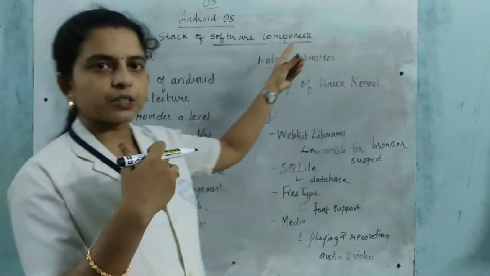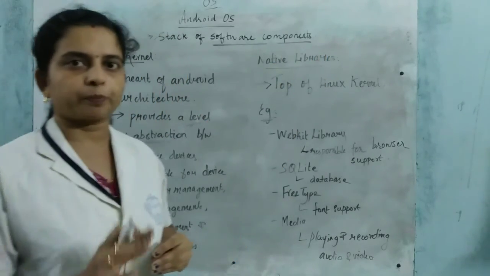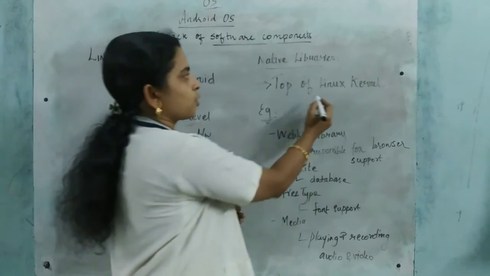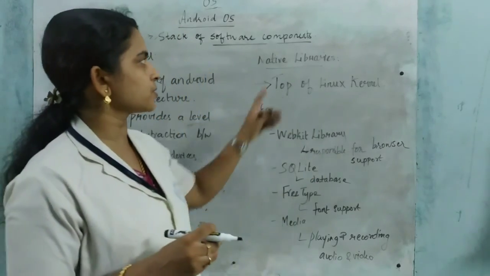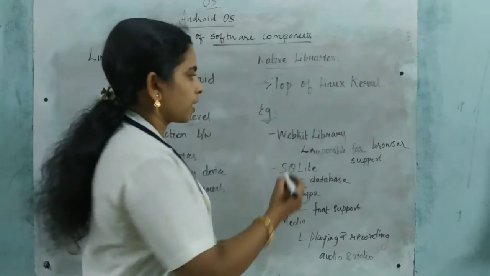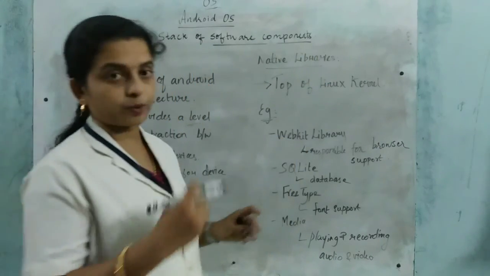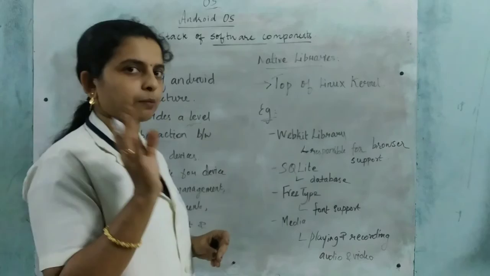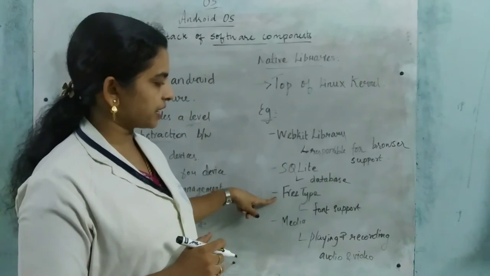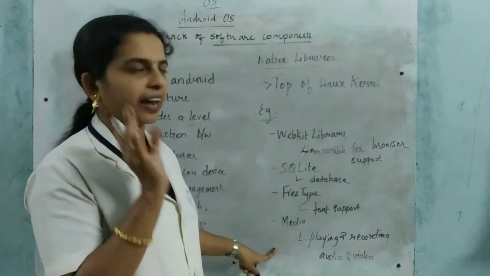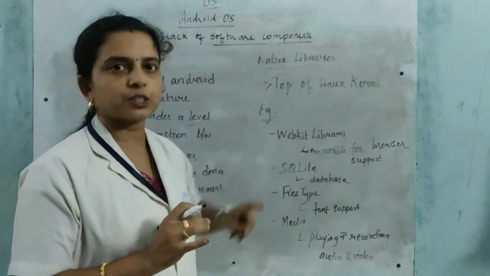It is the native libraries, or native components. It sits just on top of the Linux kernel, and we can see some examples of native libraries. Many libraries are there, and I have given only some examples here: WebKit, SQLite, FreeType, Media. These are some examples of the libraries inside the native components.